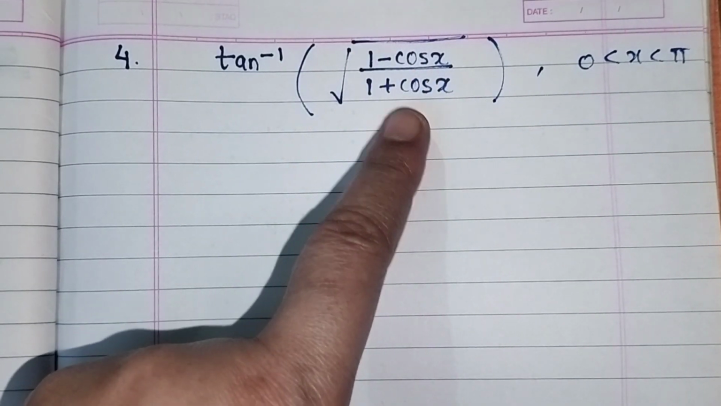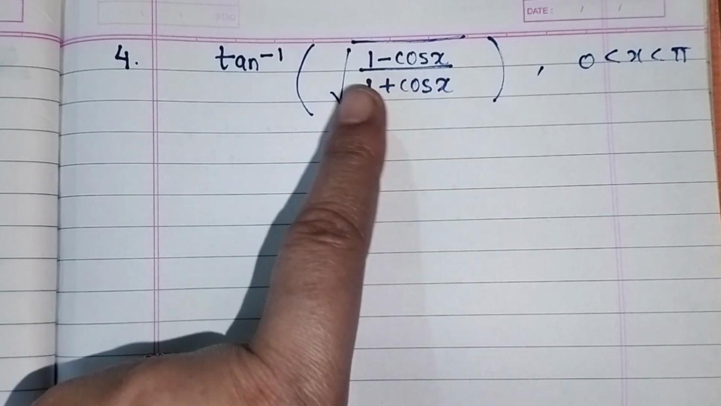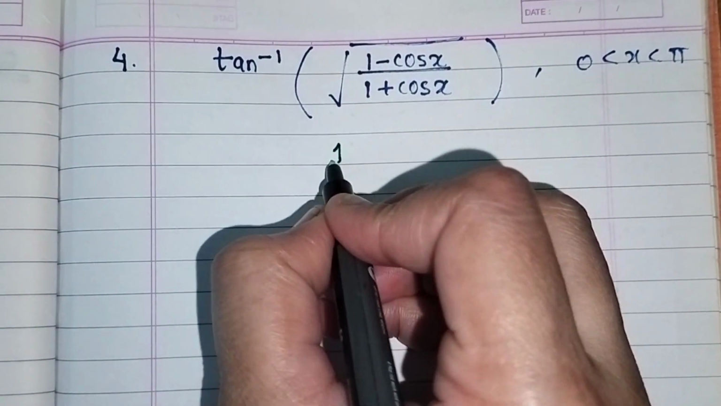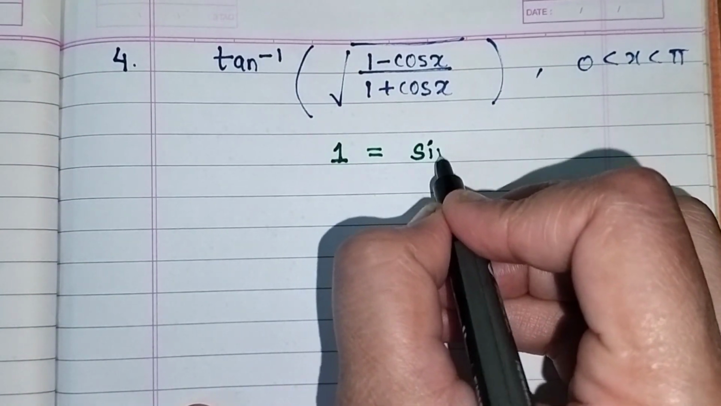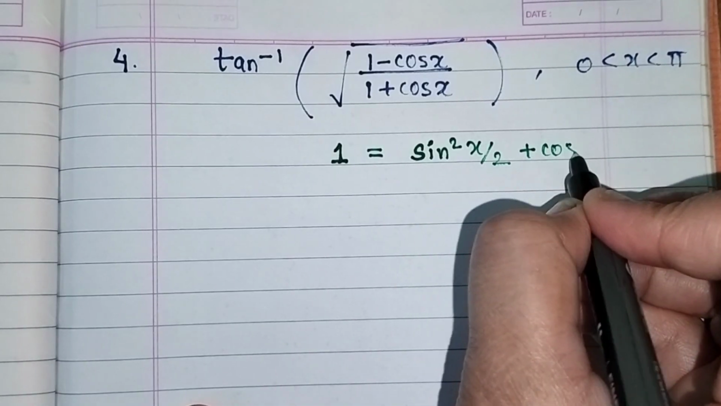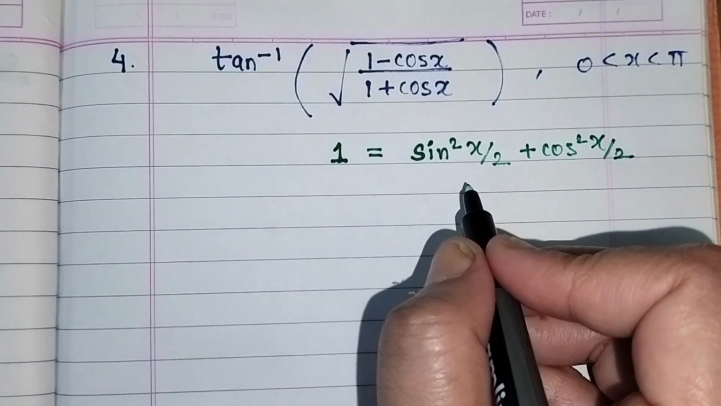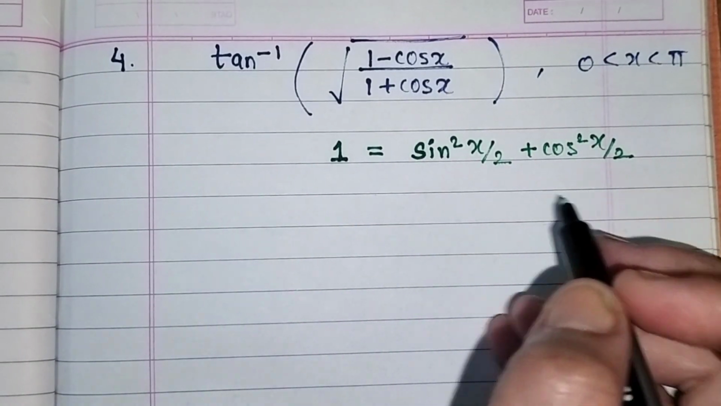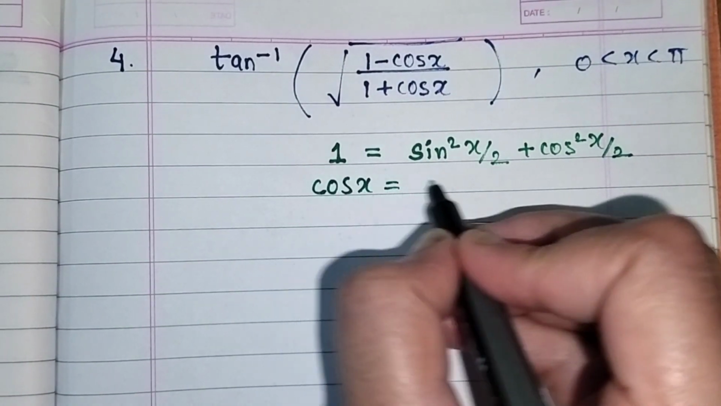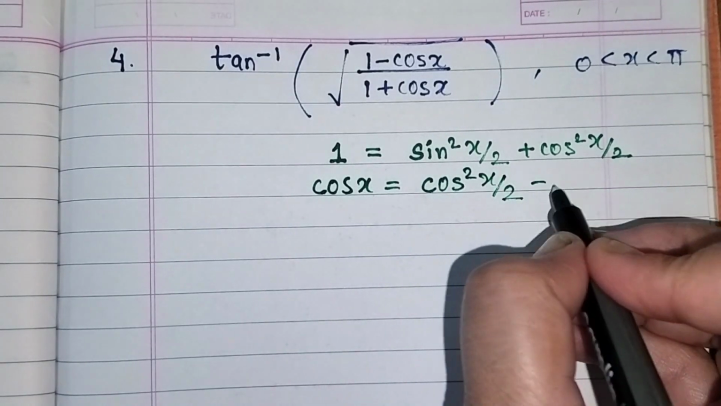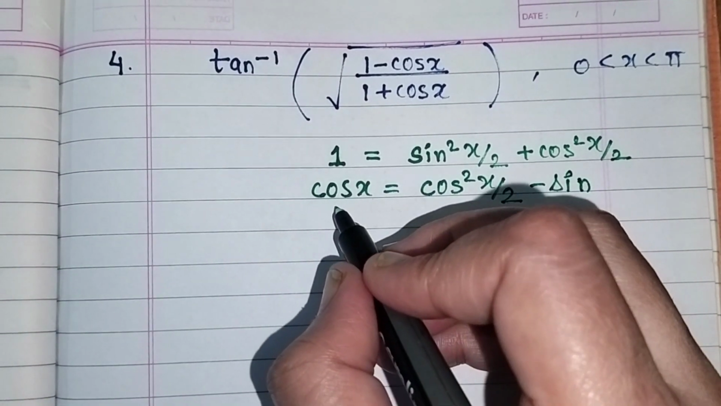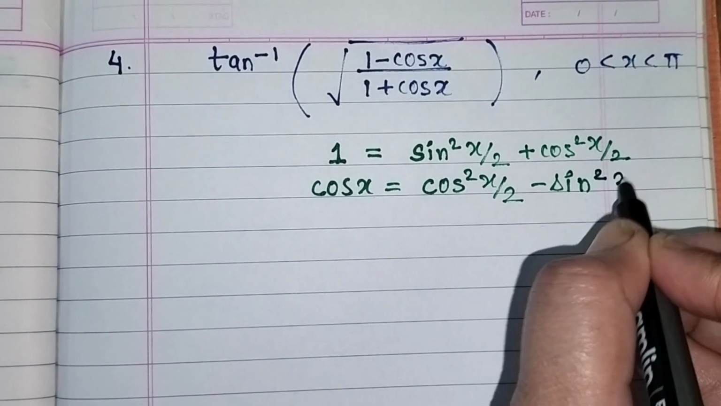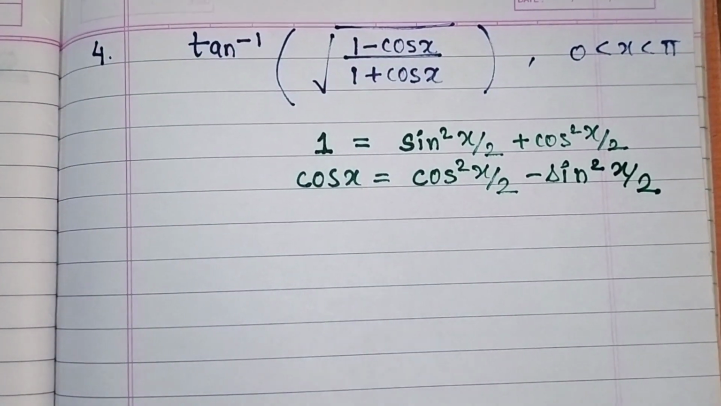Now because this is in cos, first we will try to write this in the form of sin and cos. So how are we going to write this 1 and cos? For 1 you have the identity. As we know that sin square theta plus cos square theta is equal to 1, we can write this 1 as sin square x by 2 plus cos square x by 2. ठीक है. Same way for cos x, because we know that cos 2 theta is equal to cos square theta minus sin square theta, cos x becomes cos square x by 2 minus sin square x by 2. So we are going to use these two in this term.